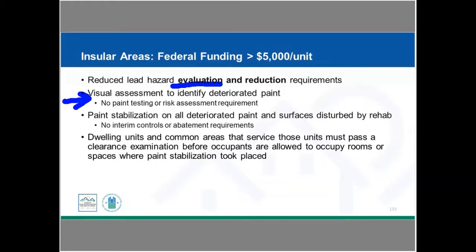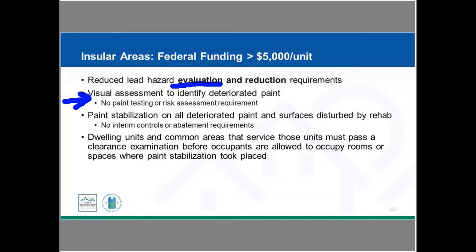And a visual assessment is going through the unit, looking, so you have a visual part, looking to see if there's any deteriorated, chipping, flaking, scaling paint. There's an online free training through HUD, so you can go to HUD.gov, you can do a search for visual assessment. It takes anywhere from a half hour to 45 minutes, but you just can go through that training and you can become a certified visual assessor.